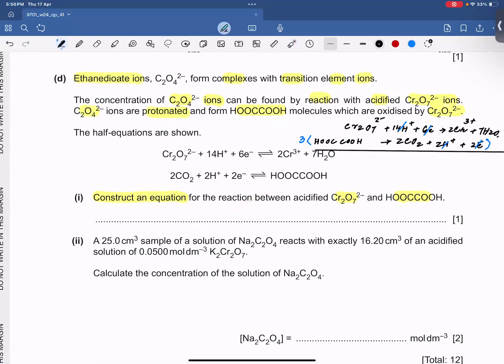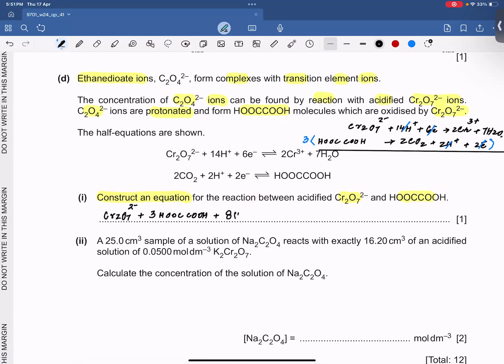Directly, so it's Cr2O7 2 negative plus 3 moles of ethane dioic acid plus 8 hydrogen ion left here after the cancellation, 6 carbon dioxide plus 2 chromium 3 plus plus 7H2O. That's my final equation, okay?